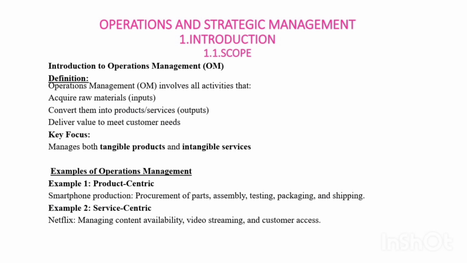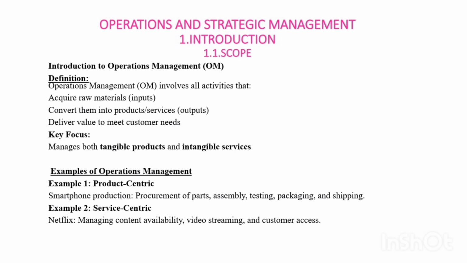So let's see product centric in detail. So here the different activities involved are procurement of parts, assembly, testing, packaging and shipping. So the first one is procurement, that is for example you buy a display from Samsung or a battery from LG, and then assembly, that is workers or robots fit all parts.